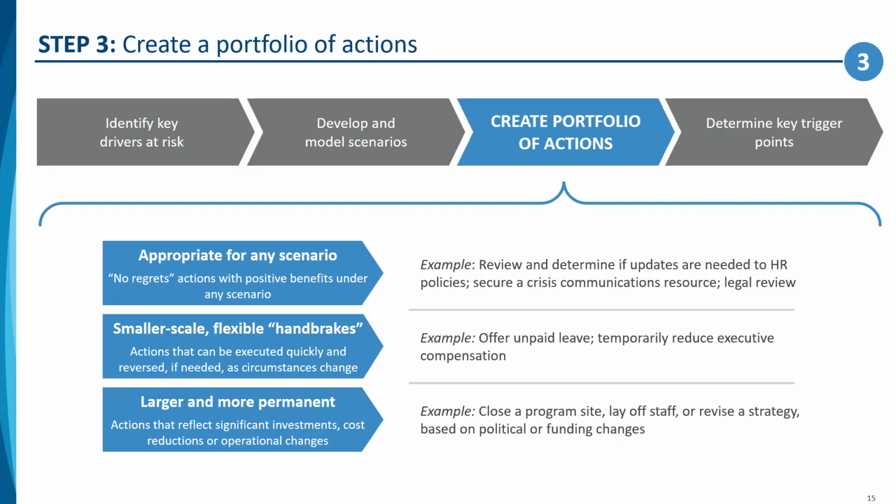Other things that may fall into this category might be a reduction in executive compensation or in employee benefits. And then the third and last category involves larger scale, more permanent investments or cost reduction strategies. So, for example, you may need to lay off some of your staff who are not critical to preserving core programs.